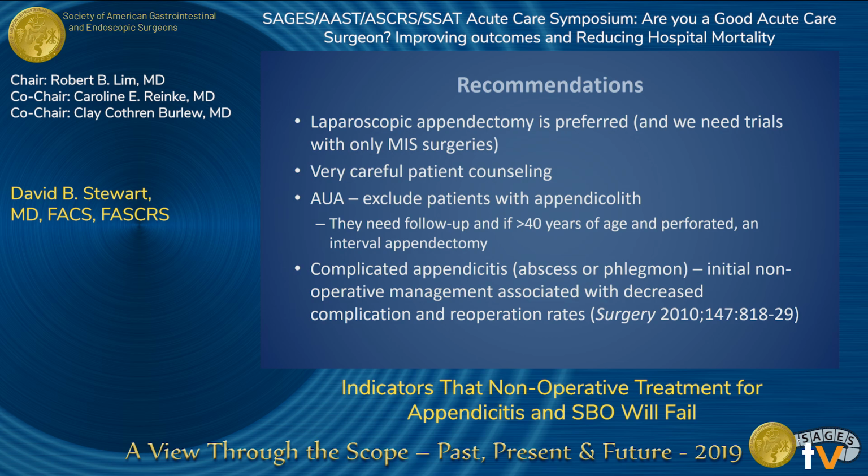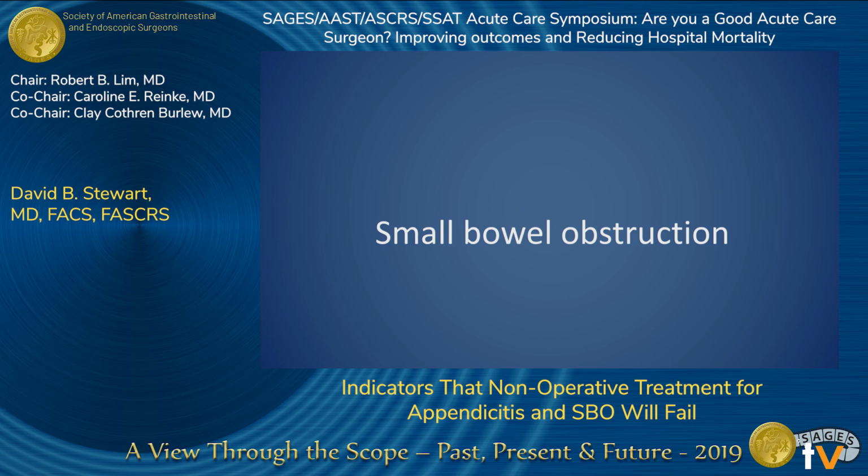Patients being considered for antibiotic treatment should have the same detailed, informed consent process that preoperative patients are provided. For uncomplicated appendicitis, given the data we have, it's probably best to exclude patients with an appendicolith from that form of initial treatment. And for adult patients, they all need follow-up with a surgeon. And if that patient is more than 40 years of age and has perforated appendicitis, they probably should undergo an interval appendectomy to exclude the presence of a neoplasm. And in terms of complicated appendicitis, the data continues to suggest that an initial non-operative management period is associated with decreased complication and reoperation rates. And in my short amount of remaining time, we'll move on to the second question.